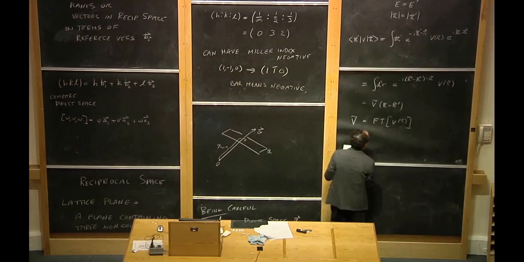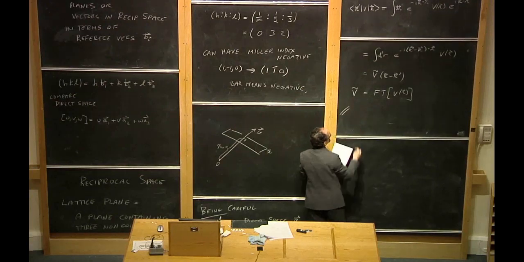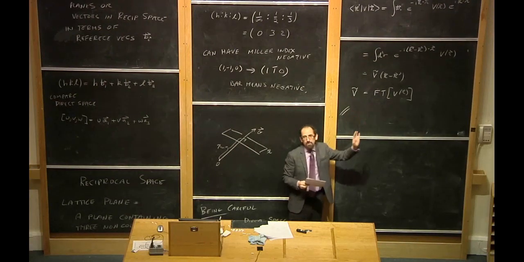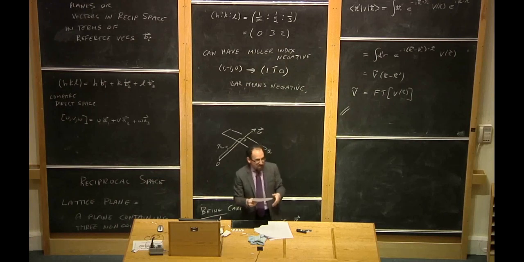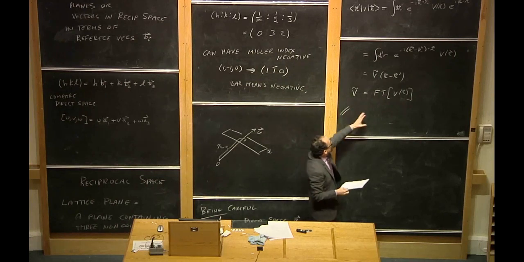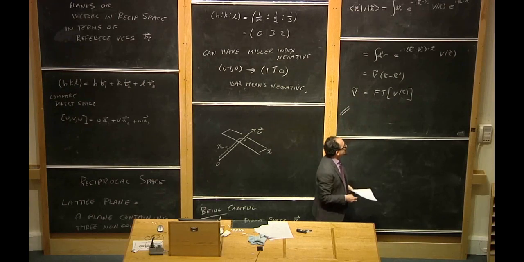Now, that actually almost always holds true for anything that you're going to do scattering experiments on. Using Fermi's golden rule, the scattering amplitude from some k to k prime is just the Fourier transform of whatever the scattering potential is.